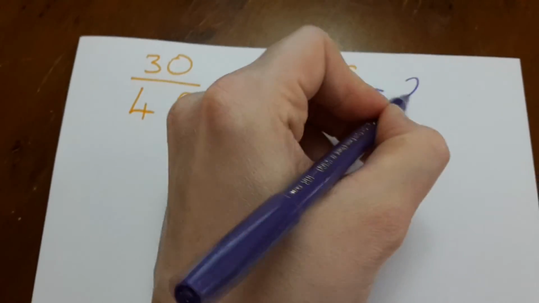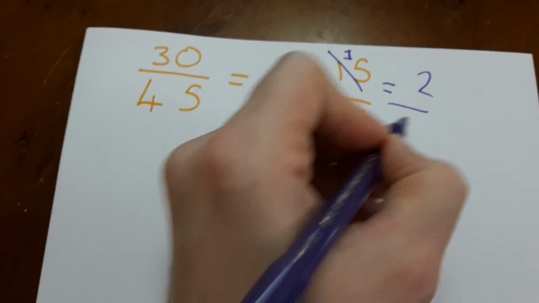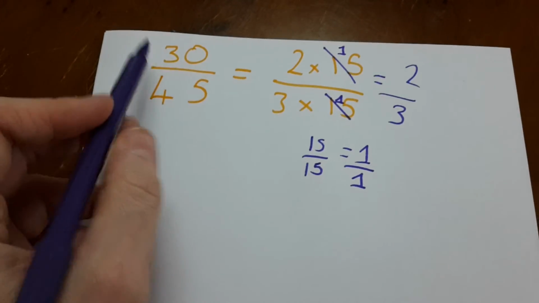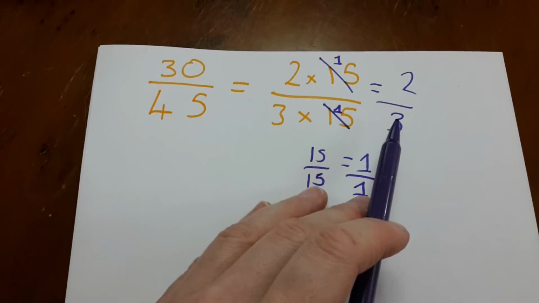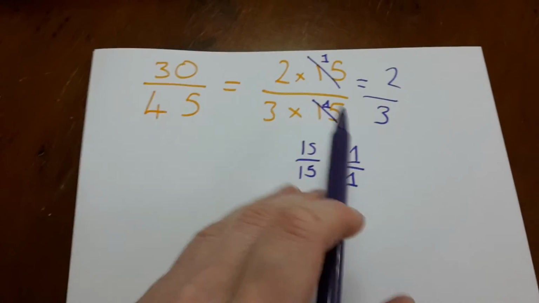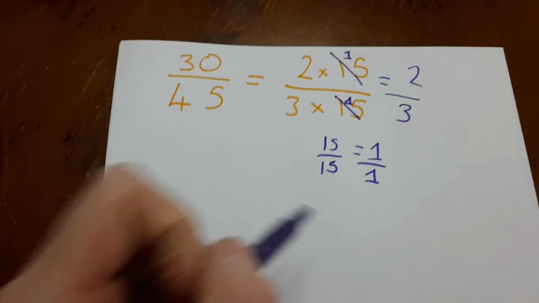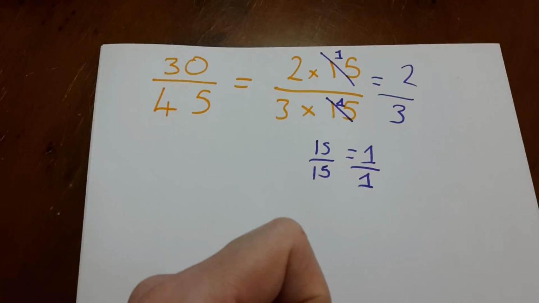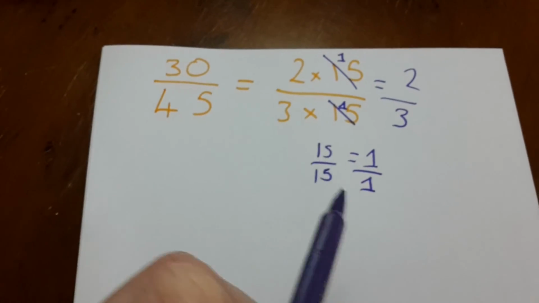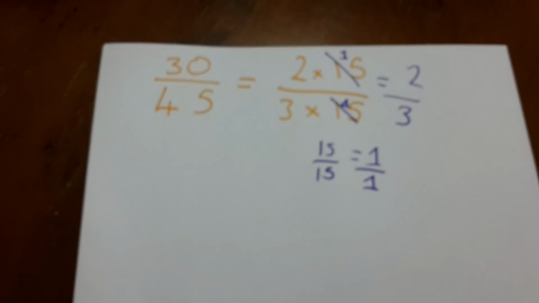2 times 1 equals 2. 3 times 1 equals 3. So now I've used the highest common factor method to simplify this fraction. And that's why math teachers bang on so much about highest common factors, because it allows you to simplify fractions really easily.